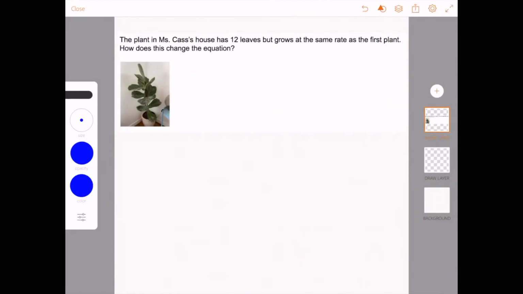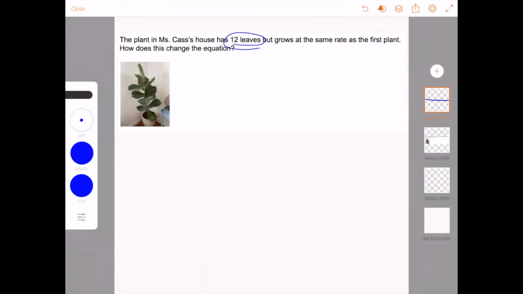So what happens if we change one of the parts of these word problems? In this example, we're talking about the plant in my house that has 12 leaves, but grows at the same rate as the first plant. So how does that change the equation? Let's break it down. In the first equation for the first plant, we had f of t equals 5, which is 5 leaves, times 2 to the power of t. And we know that number 5 stood for the initial amount of leaves.